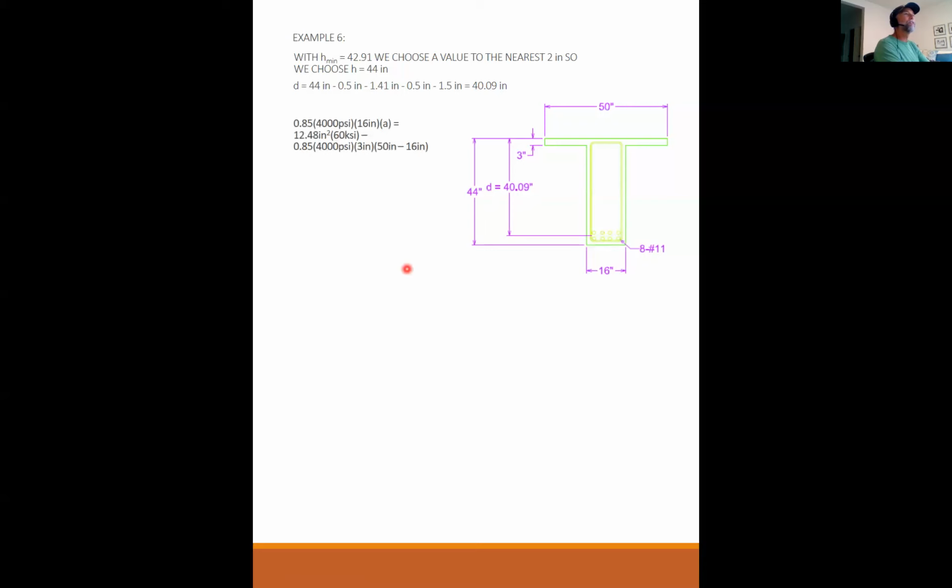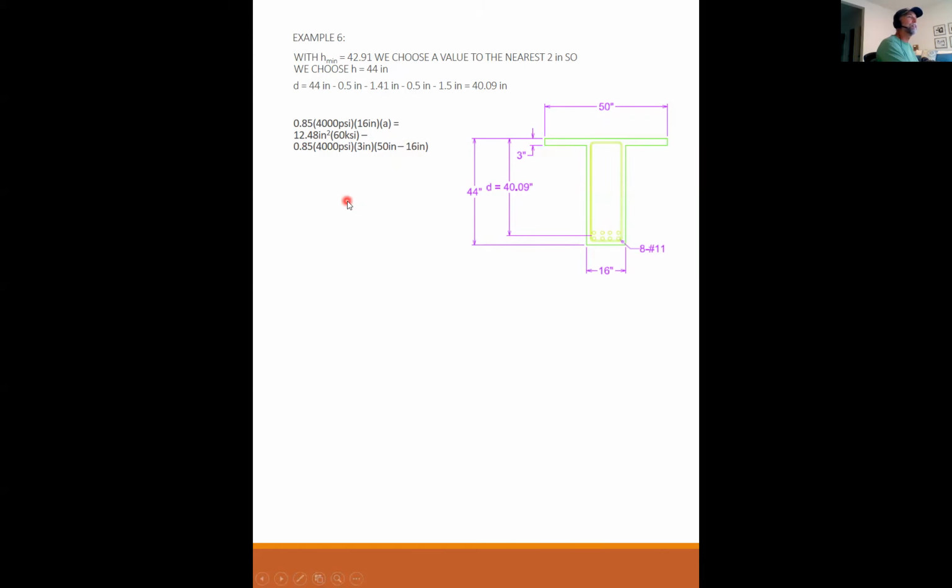And then what I'm going to do is solve for A. I'm going to re-solve for A. I could have made this a little clearer. This term here is C sub W. This term here is my tension, T. And this term here is C sub F, the force in the flange.